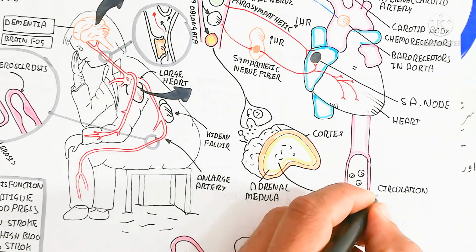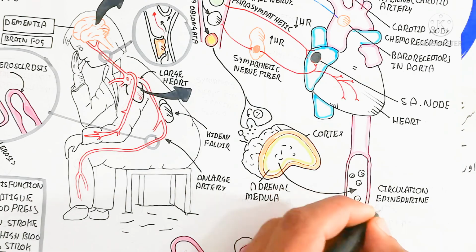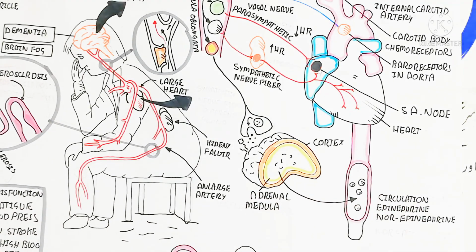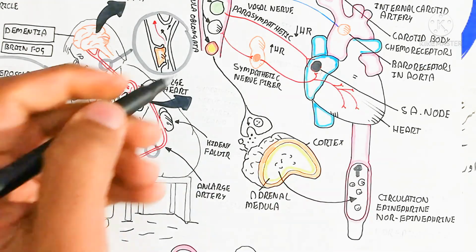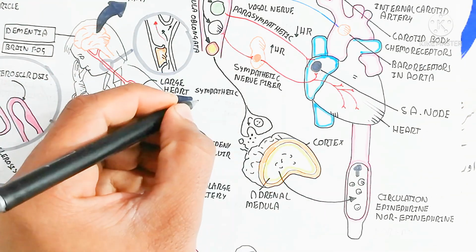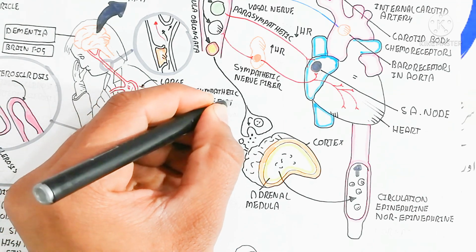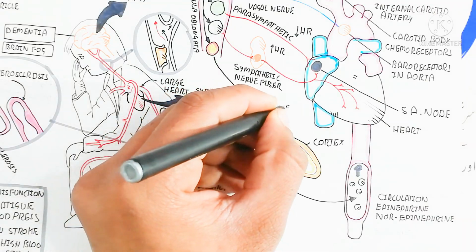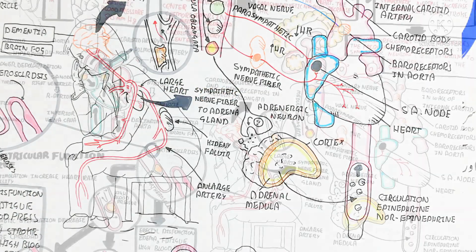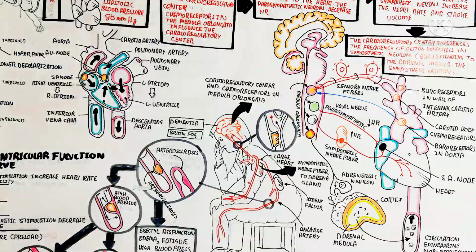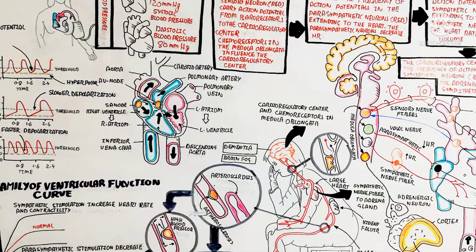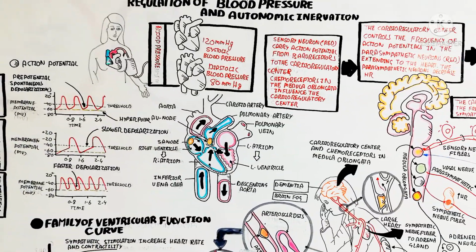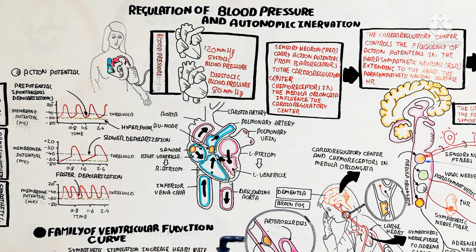And this epinephrine and norepinephrine, on the basis of contraction, will relax the digestive tract, while the contraction of the heart and the blood vessels will be increased. So the epinephrine and norepinephrine will function differently in different organs during the sympathetic nervous system response. So the sympathetic nerve fiber to the adrenal gland will target it, and that is why it will increase the heartbeat. So that is the sympathetic nervous system innervation and parasympathetic nervous system. So that is the regulation of blood pressure and autonomic innervation.